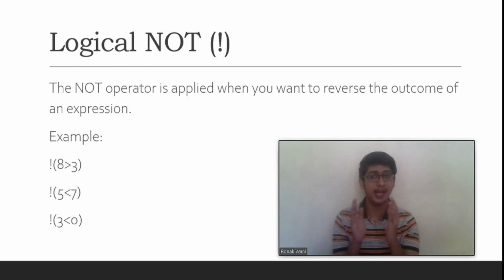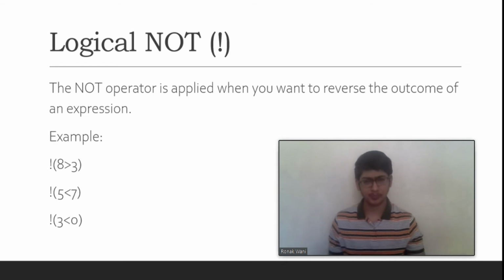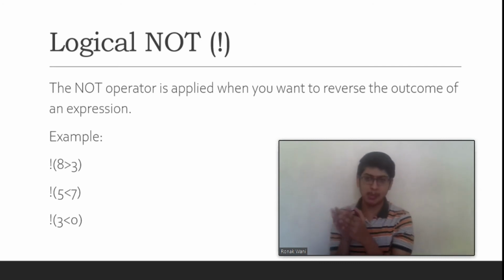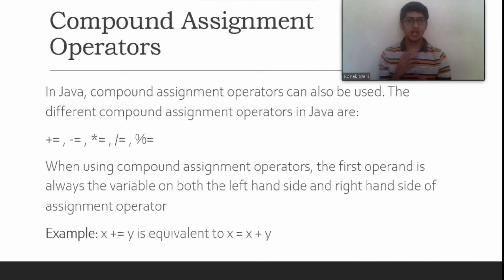That is, 8 is not greater than 3. If a not operator is applied, then it will result in false. 5 less than 7. Since 5 less than 7 is true, it should result in true, but since an exclamation sign, a not operator, is used, it will result in false. 3 less than 0 is a false statement, but since an exclamation sign is applied, it will result in true.